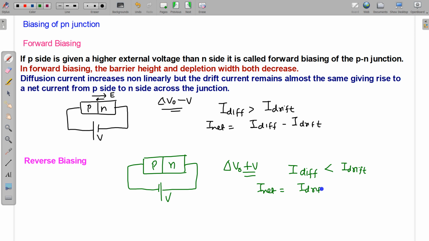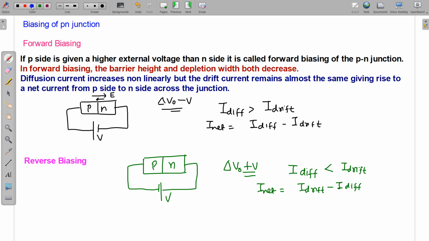So it is I drift minus I diffusion. Normally drift current does not change much, it has just got some favor due to this reverse biasing. So it is biased, and biased for what? It is biased for drift. Drift is more than the diffusion now.